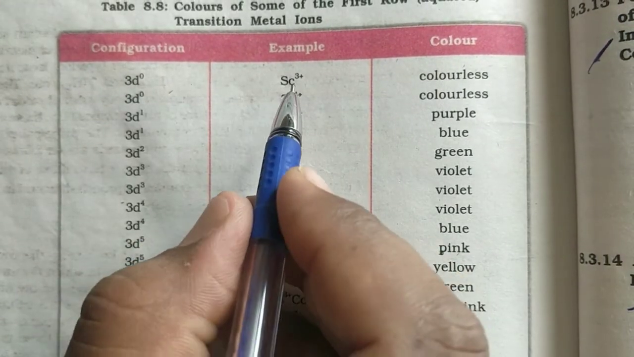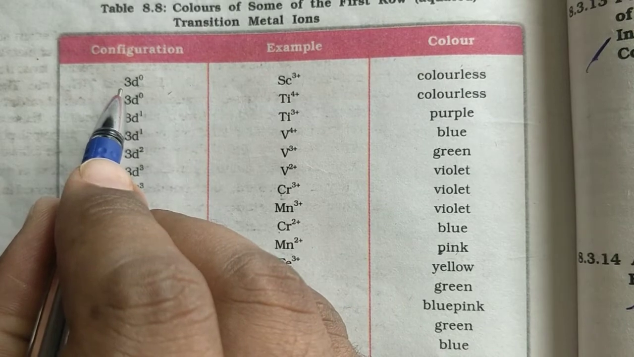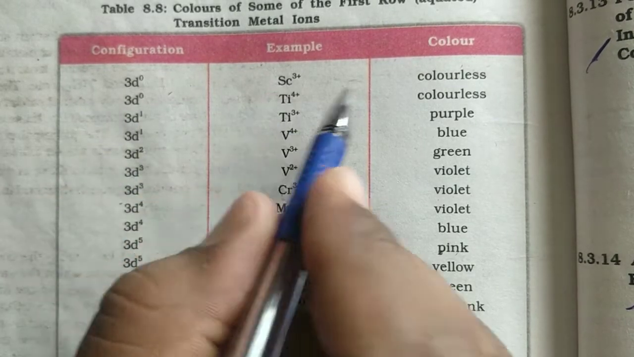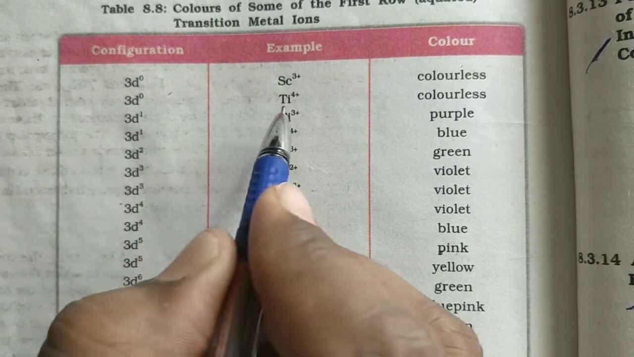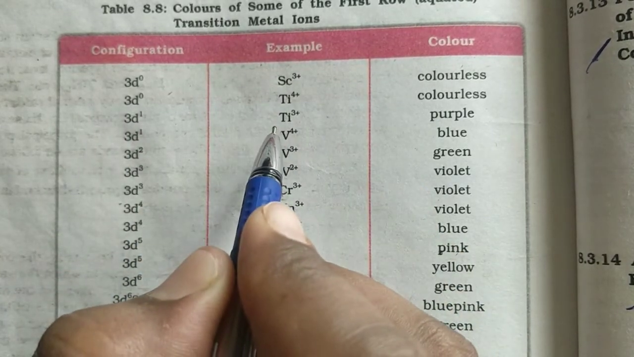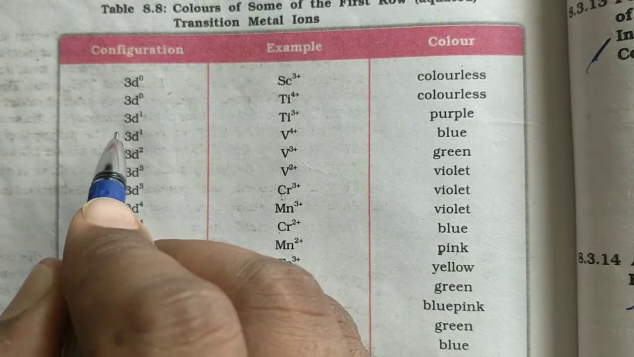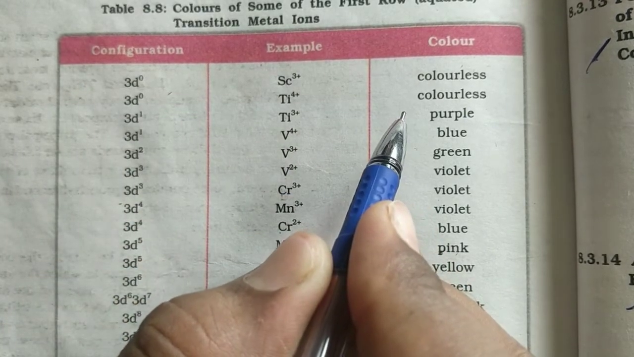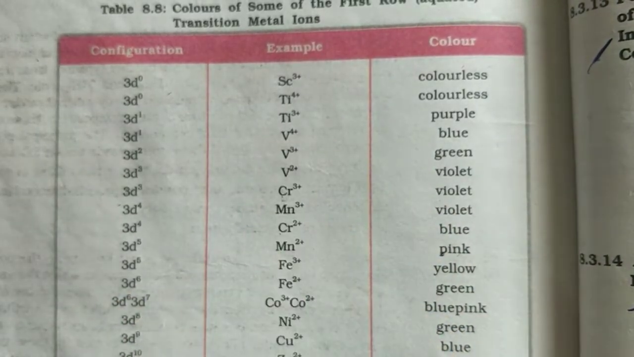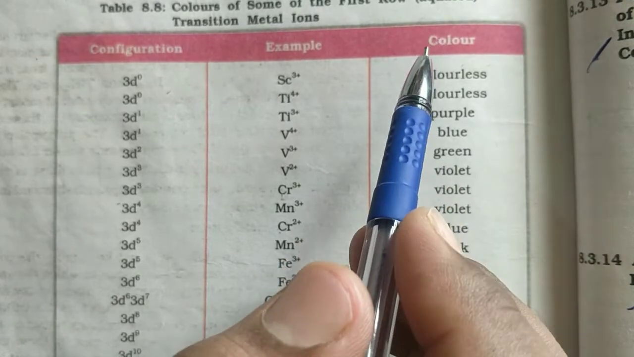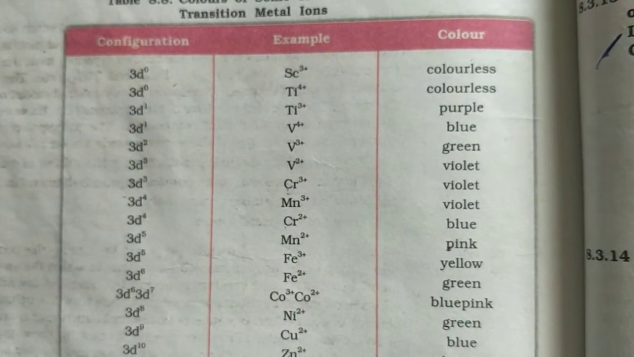Sc plus 3 has no unpaired electron because its configuration is 3d0. When it has no unpaired electron, it is colorless. Ti plus 4, 0 unpaired electrons, so colorless. Ti plus 3, 3d1, 1 unpaired electron is there, it is purple. Depending on 1 unpaired electron, it is not purple. Depending on the ligands, it will be. Here, every metal ion has the same ligand, water only. Depending on that, they gave the colors also.